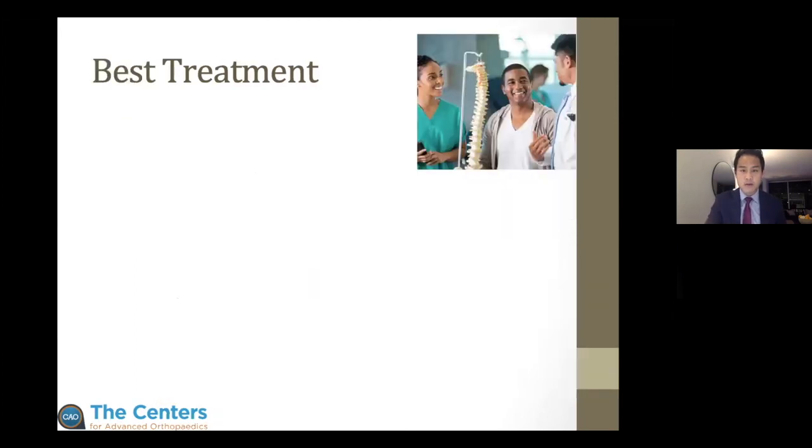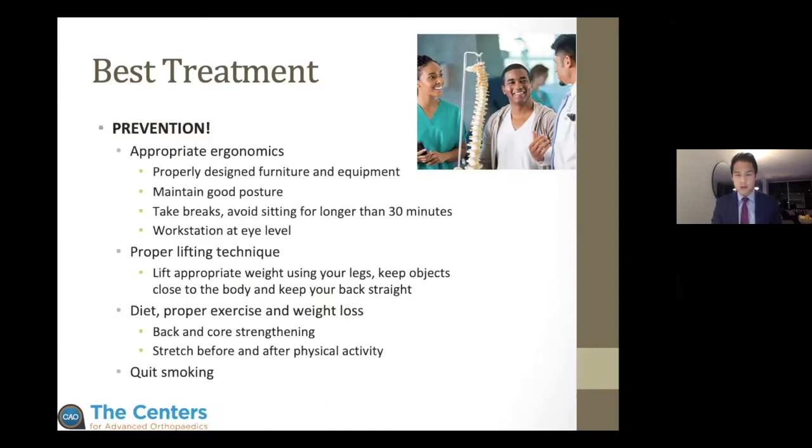Now that we've talked about the surgical treatment options, I think it's worth talking about what the best treatment is. The best treatment for issues with the cervical spine and the neck is always going to be prevention. So how do we prevent having issues with the cervical spine? It always starts with proper ergonomics. You want to make sure that your furniture and the equipment that you're utilizing around the home is ergonomic for you. You want to make sure that you have good posture whenever you're working. You want to take breaks, and you want to avoid sitting for longer than 30 minutes. You want to get up and walk around.